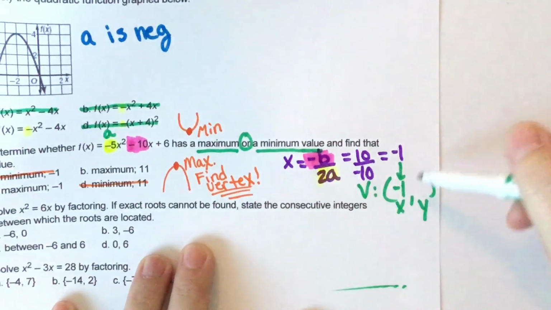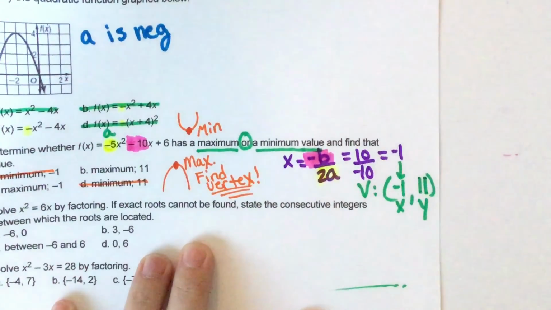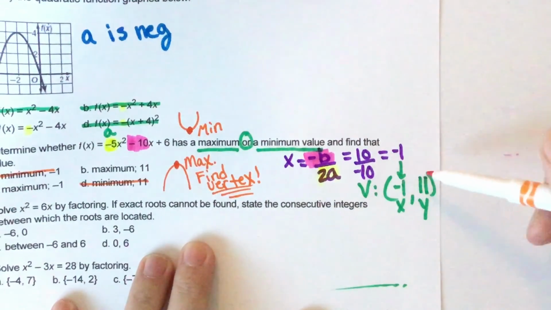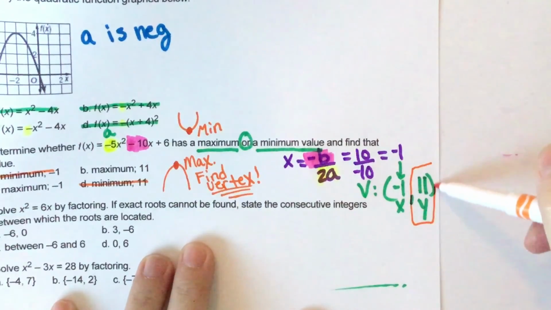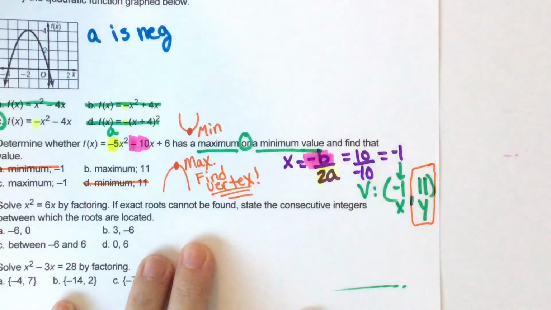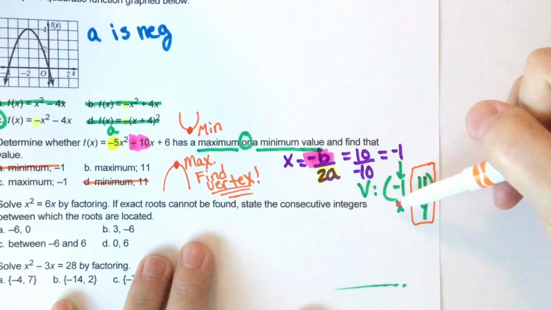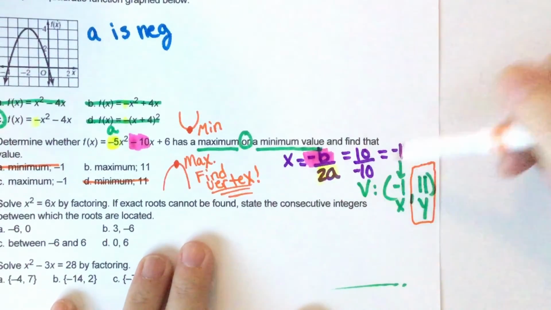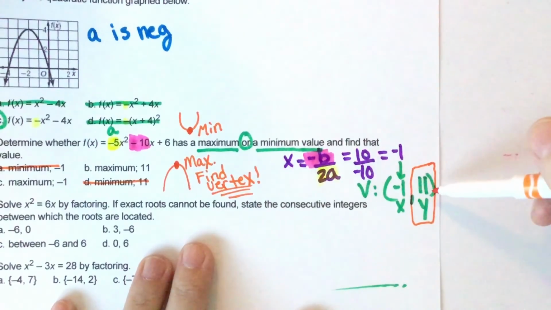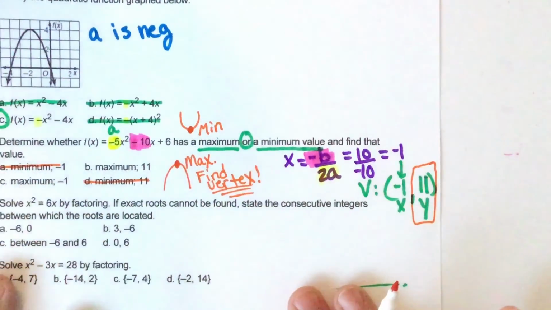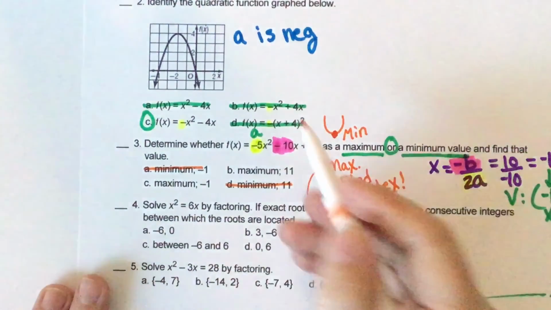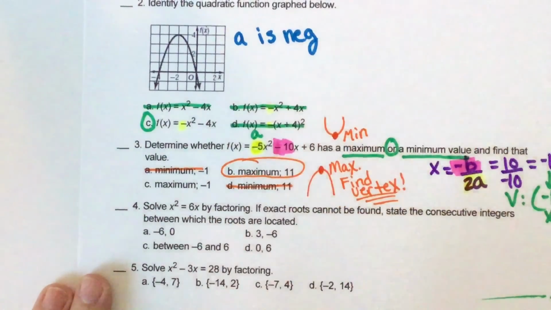So this is my vertex, and I know the y value is the answer that I want. Whenever you're asked for a max or a min, you want to know how high something is or how low something is, and high and low is a y value. So that means my max is 11. That makes it answer choice B.